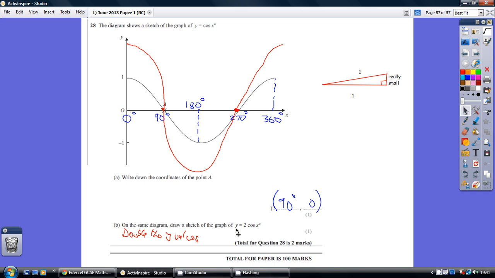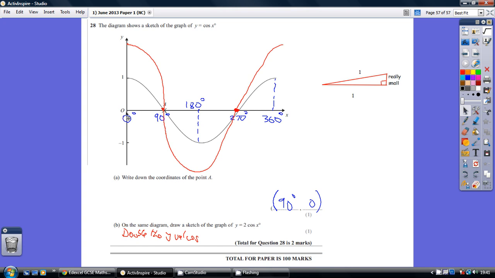Now for part B, we've got to draw on the same diagram y equals 2 lots of cos x. Now really, cos x is our function of x. So remember, if we have something going outside the function, first of all it affects the y coordinates, and secondly it does exactly as it says on the tin. So this is going to be doubling the y coordinates.